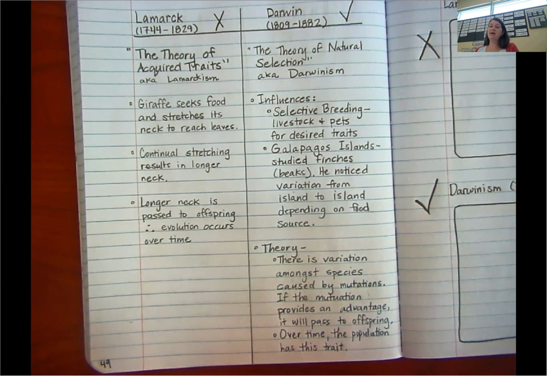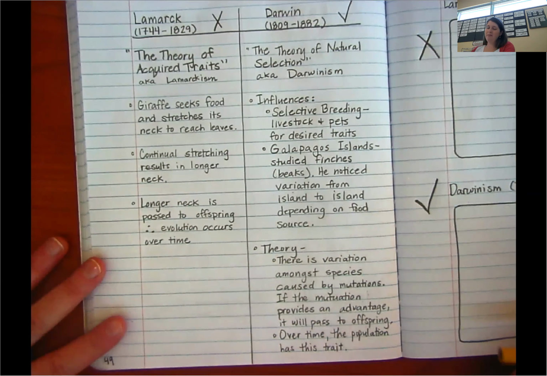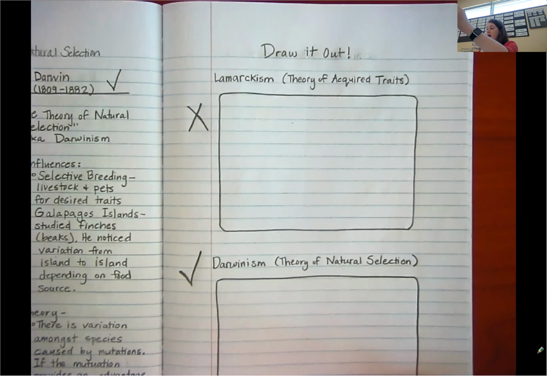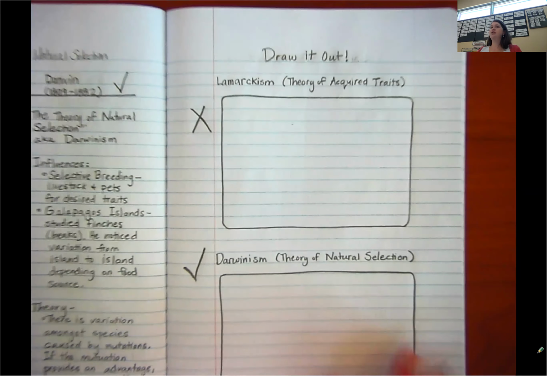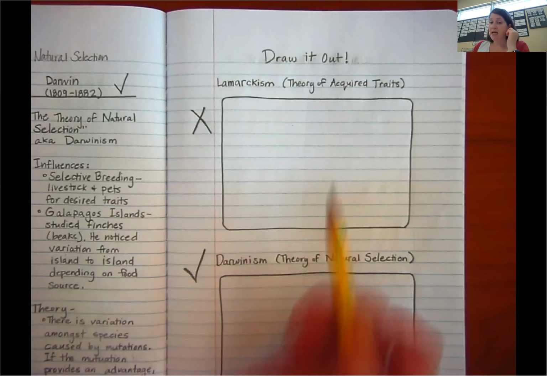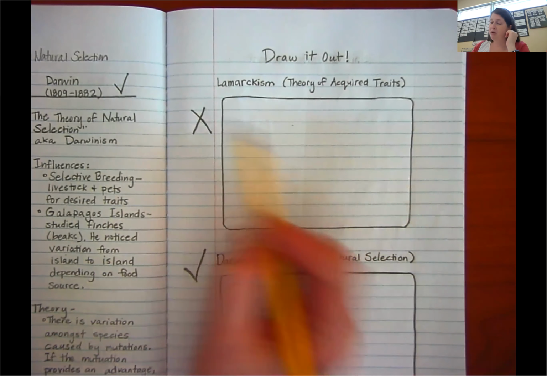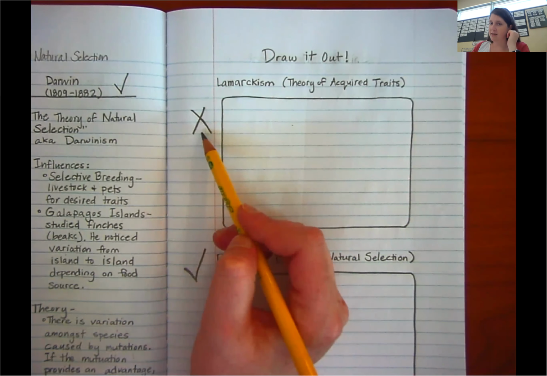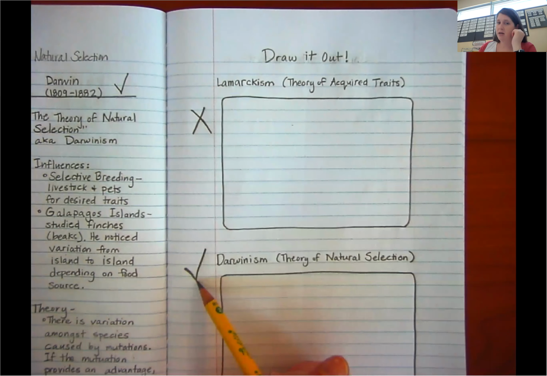Okay, so that's that. I know that was a lot of writing. I'm sorry. But at least your free choice is not a lot of writing. So you are going to draw it out. Now you can use the giraffe or you can use anything. There's so many examples in nature of Darwinism. So take a moment. I put an X here because remember, this is the one that's not accepted anymore. This is now accepted.